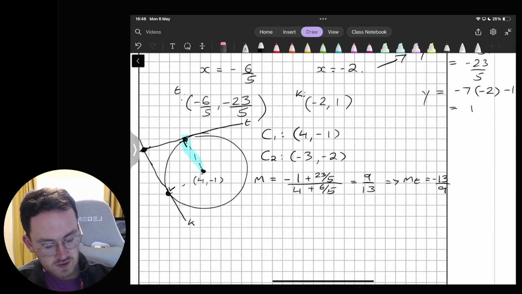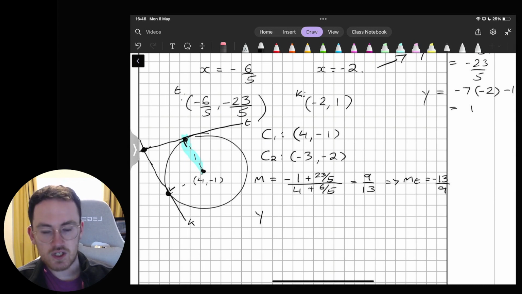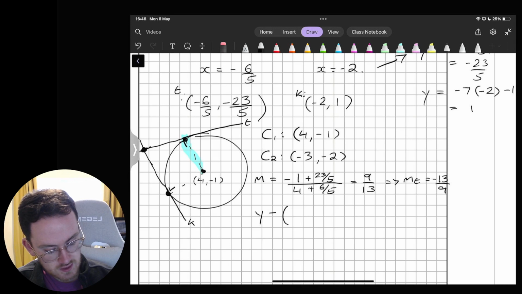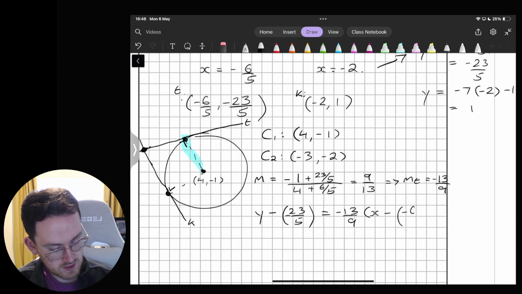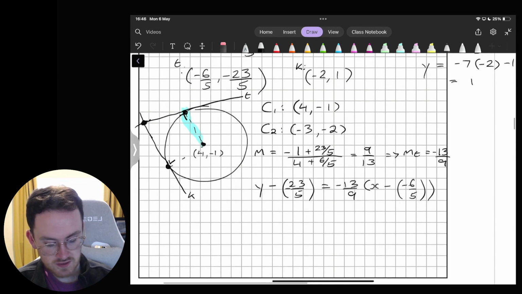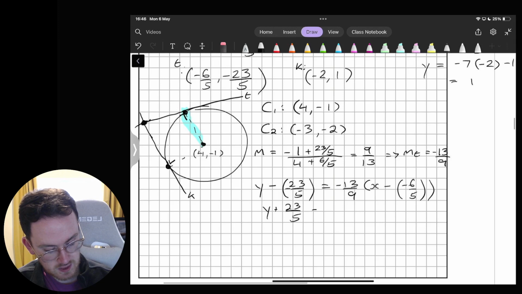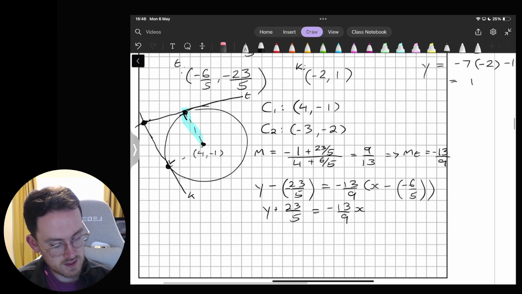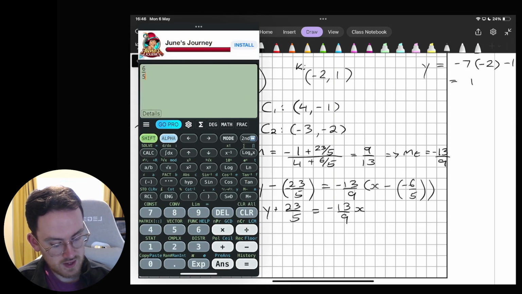Okay, I know a point on that line as well. The point I'm going to be using is the point that we've labelled up here, minus 6 over 5, minus 23 over 5. So y minus minus 23 over 5 equals m, which is minus 13 over 9, times x minus minus 6 over 5. Okay, so a lot of different signs and things going on here, so we just need to be kind of slow and steady here to make sure we don't make any mistakes. So minus 13 over 9x, this is going to be positive 6 over 5 multiplied by minus 13 over 9.